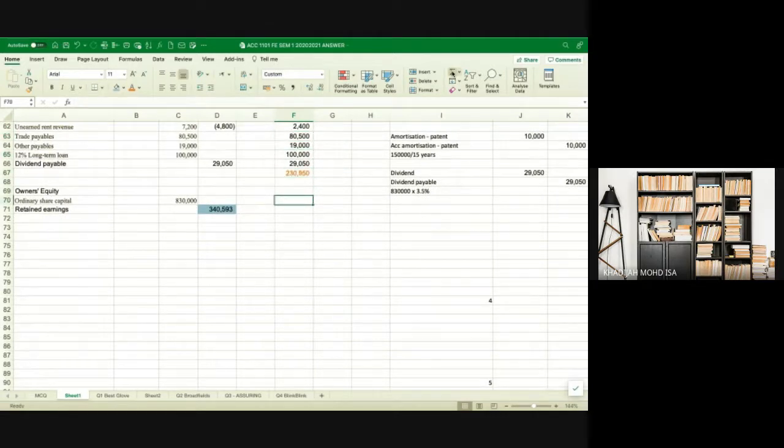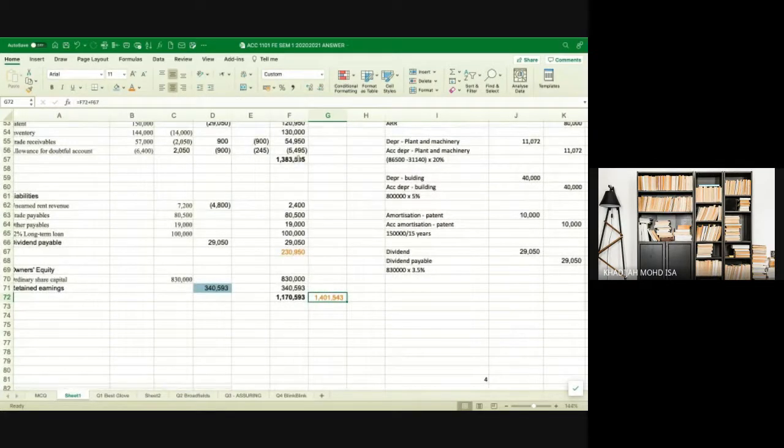Right, and so this one is your... so what is your total plus this one plus your liabilities is 1,401,543, which is not the same as your, right? So now you don't have the same answer, right?